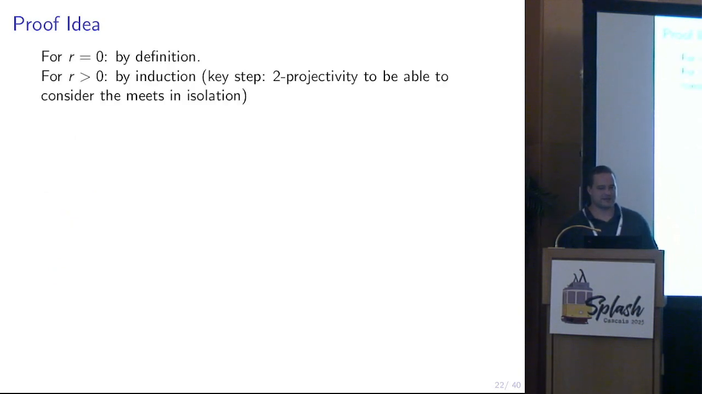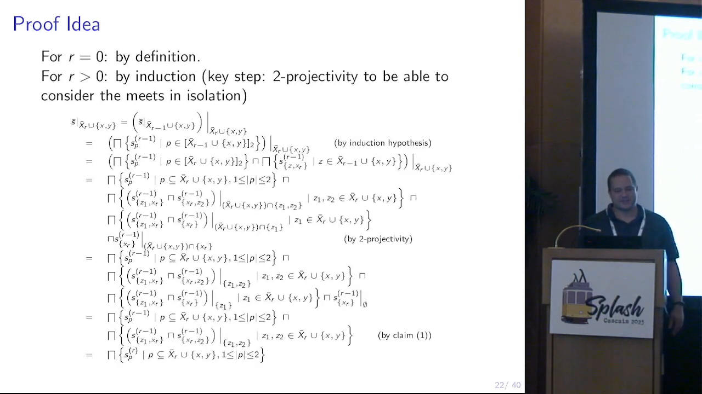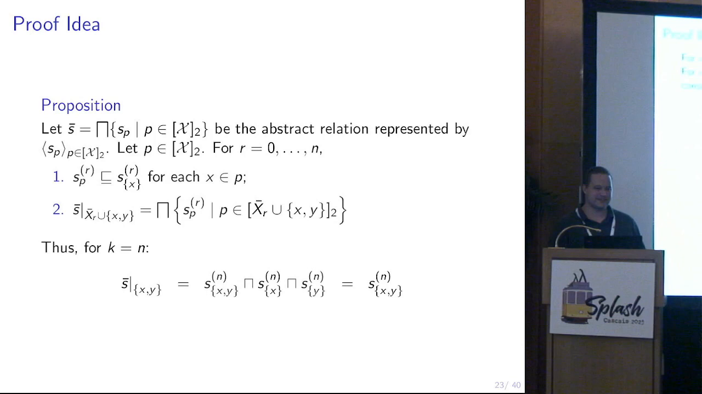Let's take a look at how one would prove this. For r equals 0, it basically holds by definition. There's nothing to show here. For r greater than 0, we do it by induction. And the key step here is that one uses 2-projectivity to be able to consider these meets in isolation. Now this is the proof. I only put it there because we claim that we have an elegant and short proof, and this is the entire proof of this complicated step. I will not go through it and bore you with it, but I just wanted to put it there.